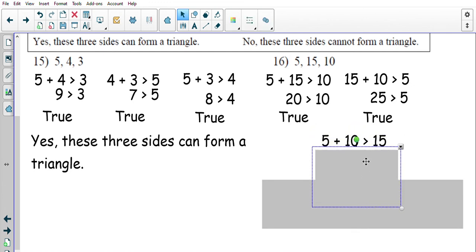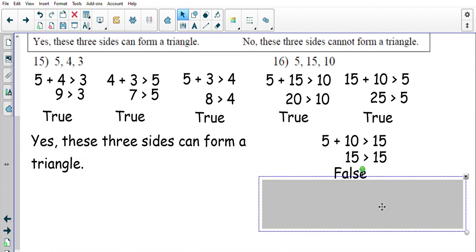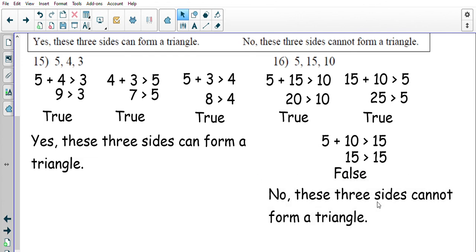The last one I did was 5 plus 10 is greater than 15. But that gets me 15 is greater than 15. 15 equals 15, but it's not greater than 15. That's false, which tells me that these three sides cannot form a triangle. Once you determine that one of your inequalities is false, you can stop.